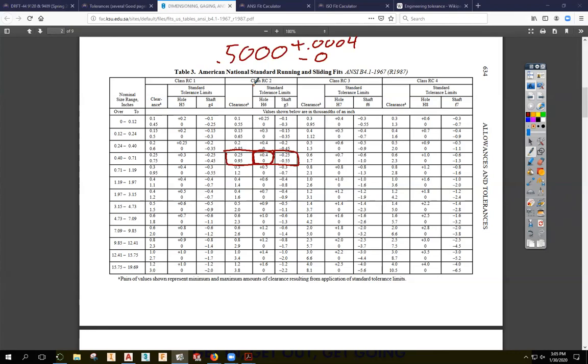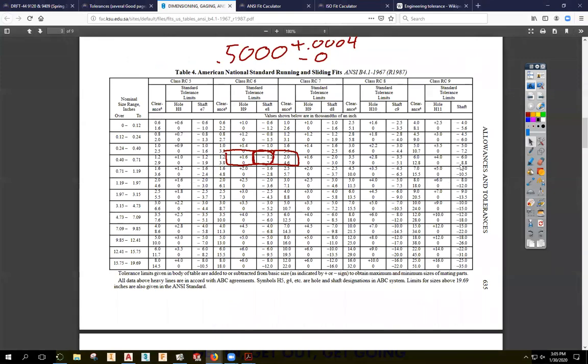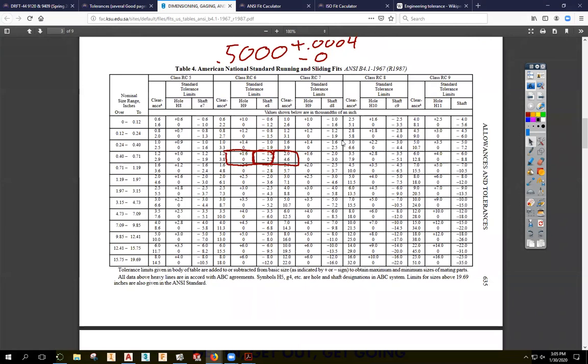If we look down to an RC9, or let's see, let's do a 6, that way I can put it in the same spot. Of course, it's not lined up. This was RC2, right? So this is going to be RC6, 0.5000 plus 0.0016 minus 0. A lot bigger of a tolerance, right? Okay, so that's how the table works.